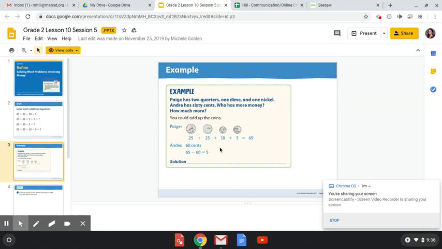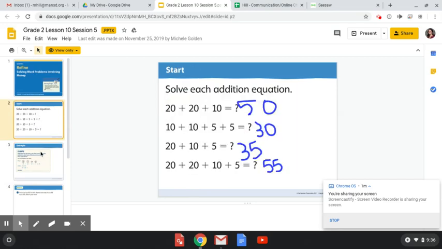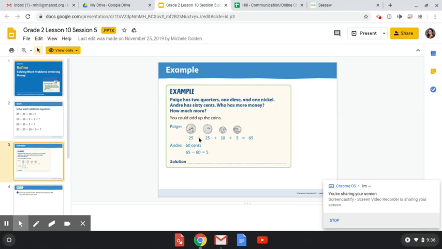So this is just an example question to show us what we did up here. We're making an equation with an addition symbol and we're solving the problem. So Paige had 65 cents and Andre had 60 cents. So obviously we know that 65 is more than 60, so Paige had more money.